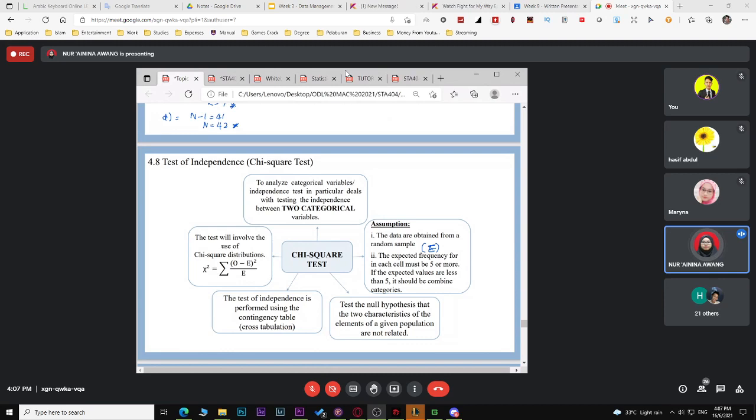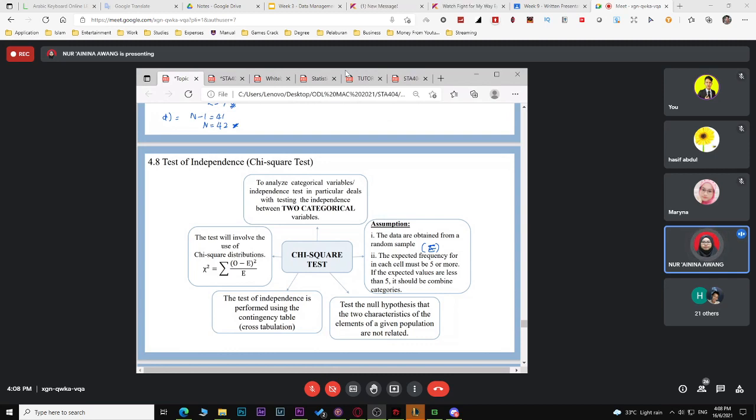To test your hypothesis using the test of independence, you will use the chi-square distribution. Previously for ANOVA, you used the F distribution. For population means, when you have one or two population means, you use the Z or T distribution. But for the chi-square test, you will use the chi-square distribution.